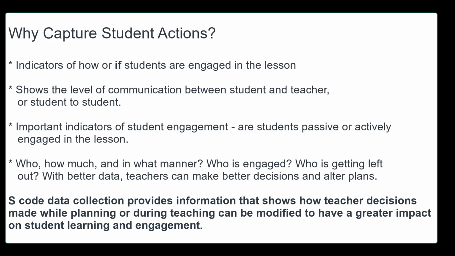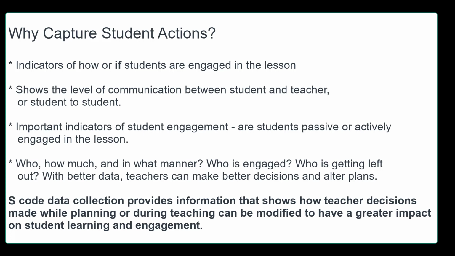So first of all, why do we capture student actions either through S codes or M codes or both? Well, student actions are indicators of how or even if students are engaged in the lesson. By looking at how they answer questions, or if they're answering questions, or making comments or statements to each other or the teacher, it really shows the level of communication between the student and the teacher, or between students and other students. These are really, really important indicators of student engagement, and whether students are passive recipients or actively engaged in the lesson, or even engaged at all.